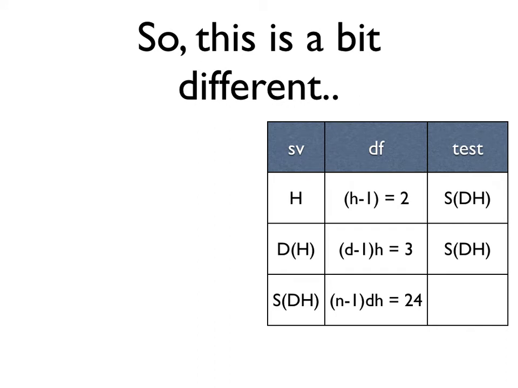So in this case, things are quite a bit different. We have 3 hospitals. So we have 2 degrees of freedom for hospital. Drugs are within hospital. There are 2 drugs within each hospital, 2 minus 1, times 3 hospitals. So we get drugs are nested within hospital.